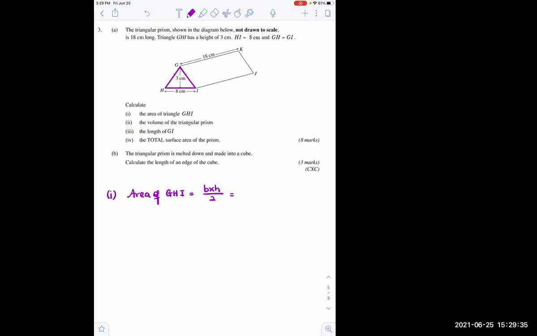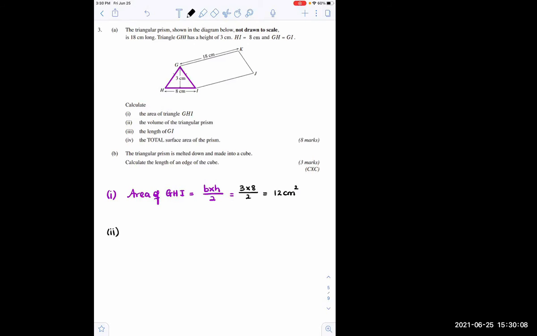What is the base and what is the height? The base will be 8 and the height will be 3. Right, and what is the area? 12 centimeters squared. Did you all get that? Yes, Miss. All right. Volume.